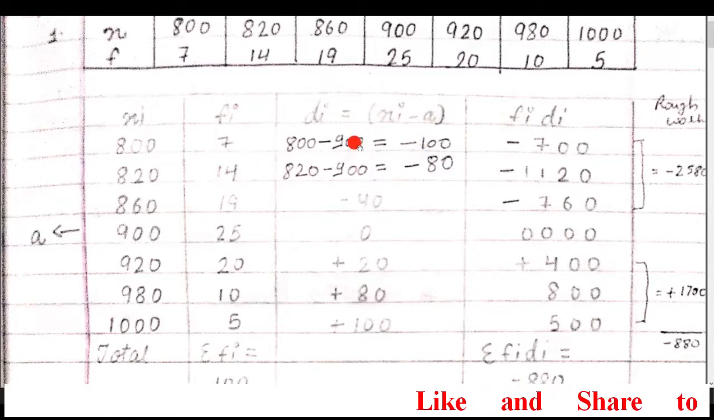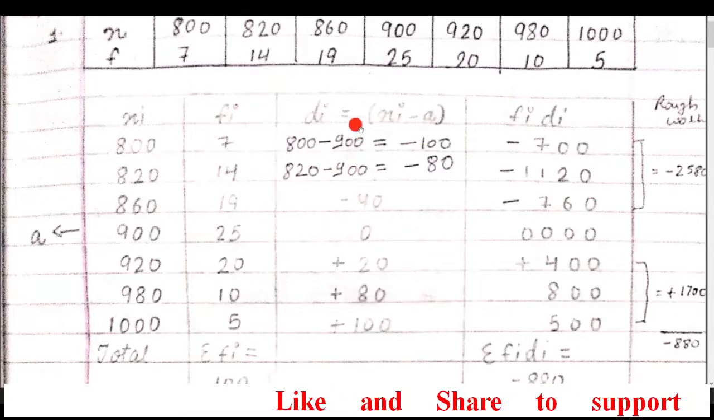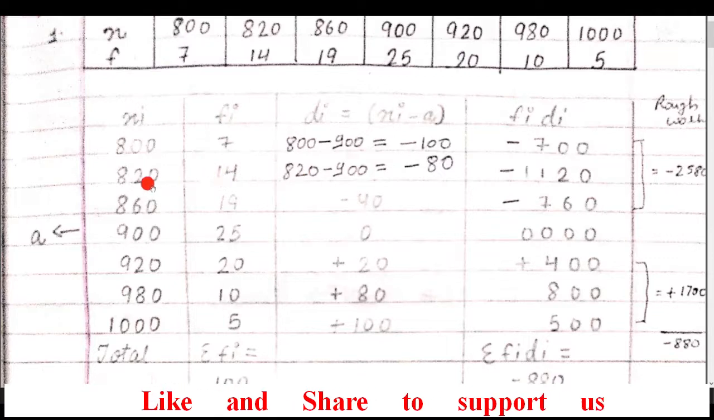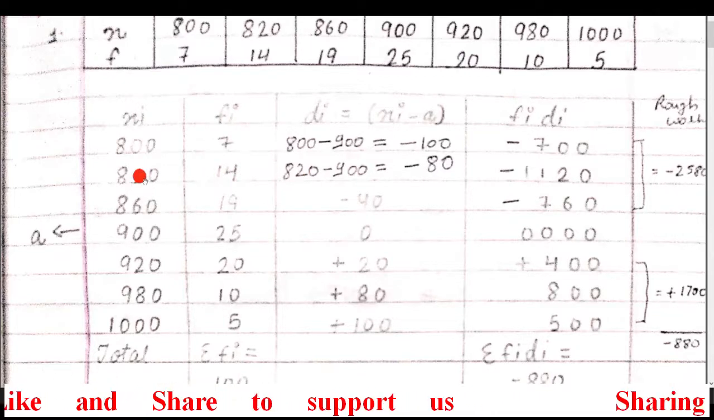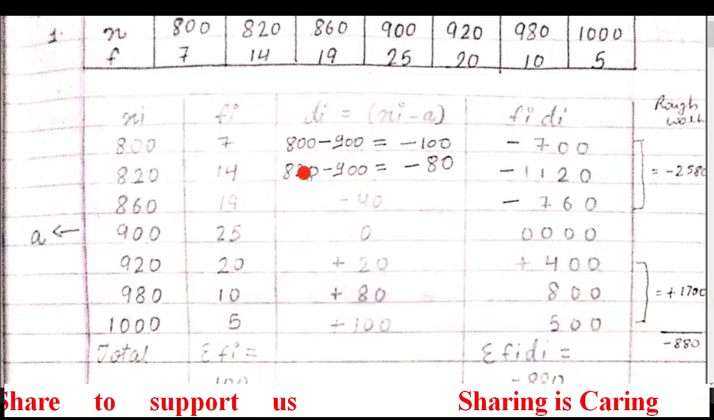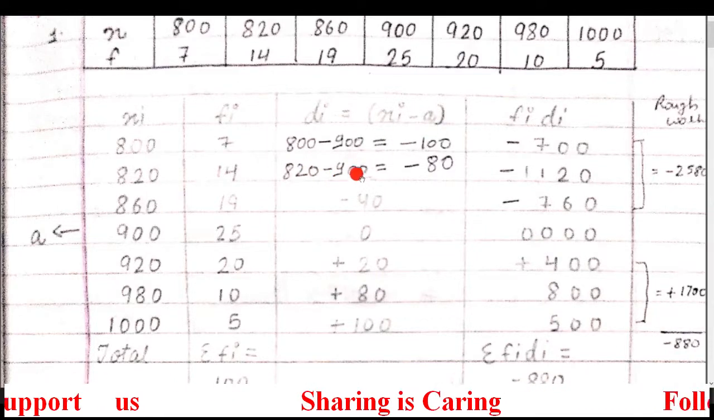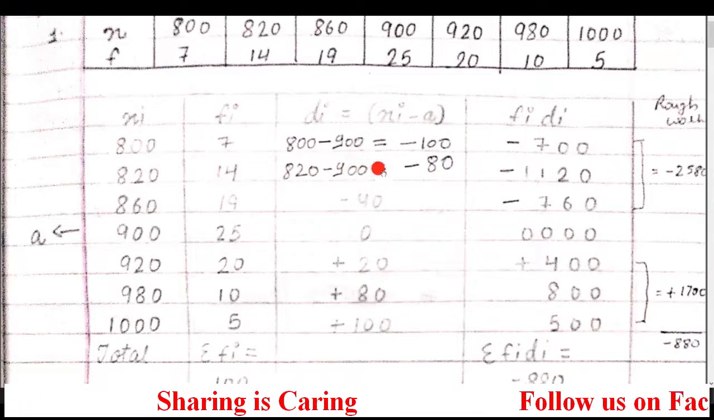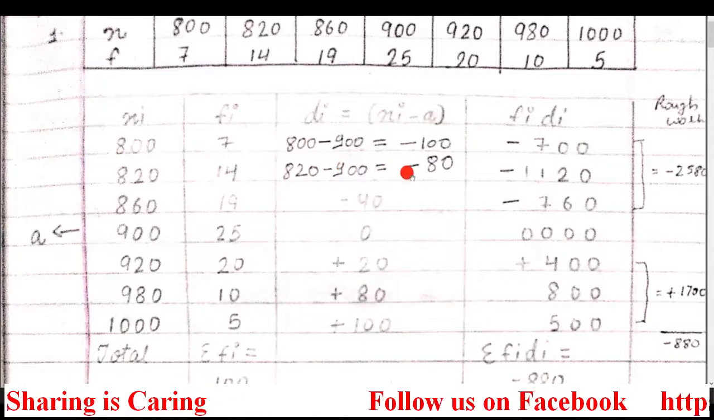In the same way, we will move to the next row. In the next row, again we have to see xi. What is xi for the next row? That is 820. So I wrote 820 here. Then minus a. Minus a is again 900. We will subtract them. That will give us minus 80.